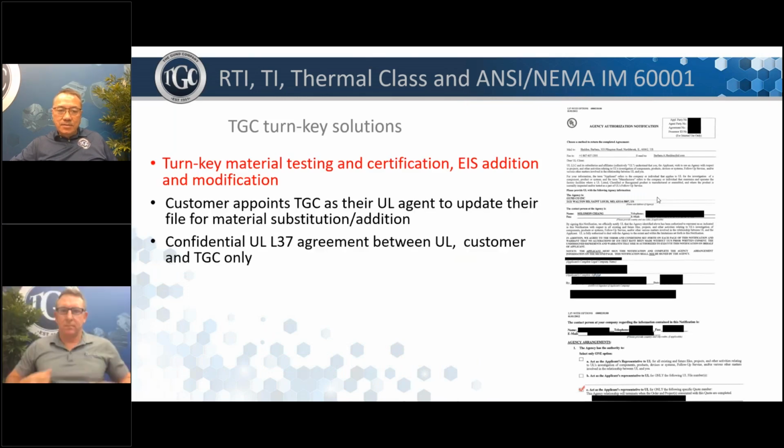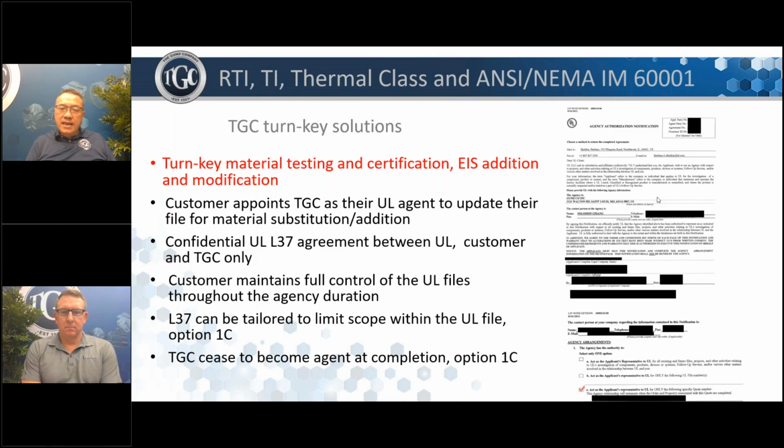Now, this is something I also want to bring up. TGC would even do a turnkey solution. If you feel that you don't have the resources to handle all this, UL has an L37 agency agreement. We sign that agreement, and we limit the scope to a certain UL file that we work on as your agent. We will be responsible for all the testing with UL or a UL-approved third-party laboratory, and for talking to UL on the interpretation of the results. Once the project is completed, we will no longer be your agent, and we would not be able to see your UL file again. So it is just for the period of the project.